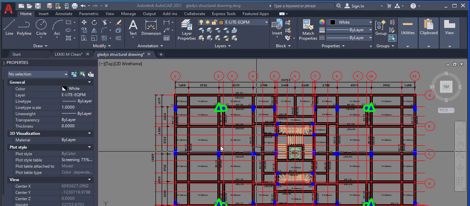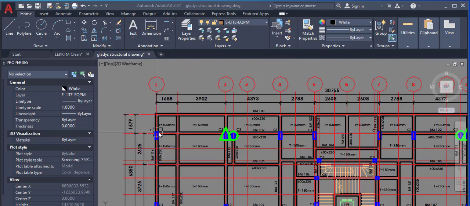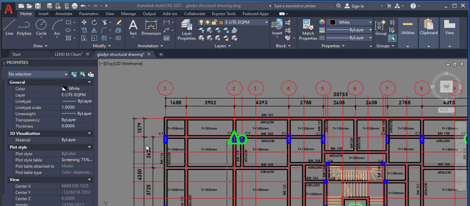So the first thing you do now, this is a typical slab and beam layout. The first thing you need to do here is to determine the distance or the span of the beam. The span of the beam. If you can determine the span of the beam, then you can easily know what to do.